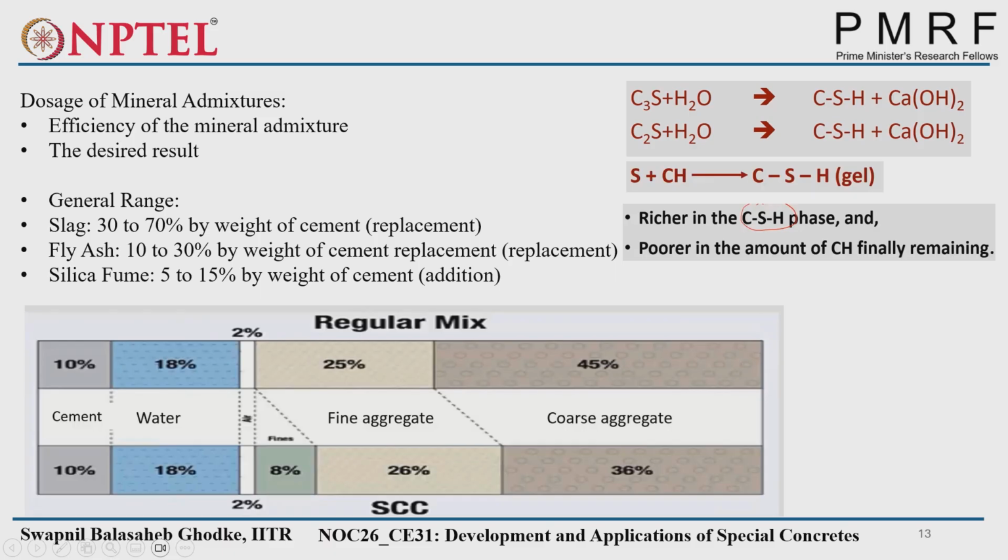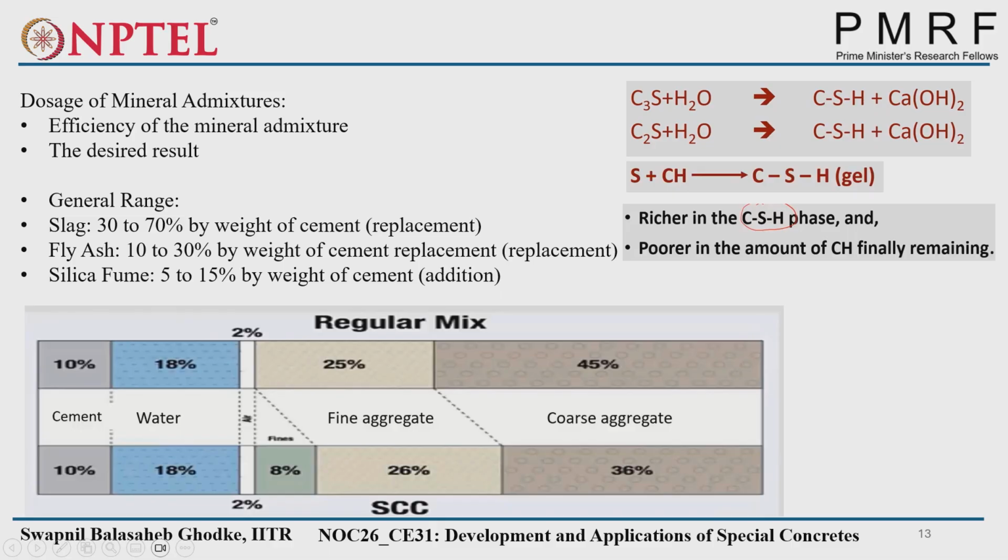So further, as we see with mineral admixture inclusion, we saw one example which has a higher amount of paste content, right? We got the extra amount of paste content because, in place of 80 kg cement, we got 106 kg of mineral admixtures. So that's why we are getting a higher amount of paste.